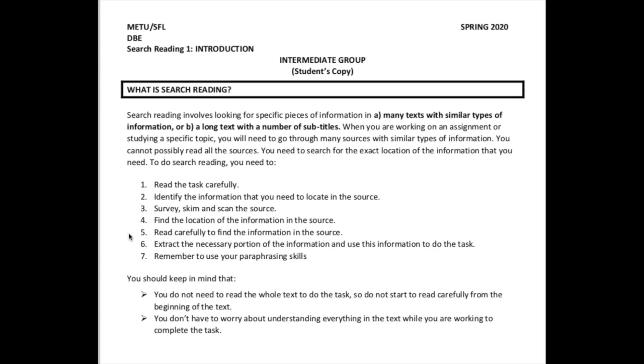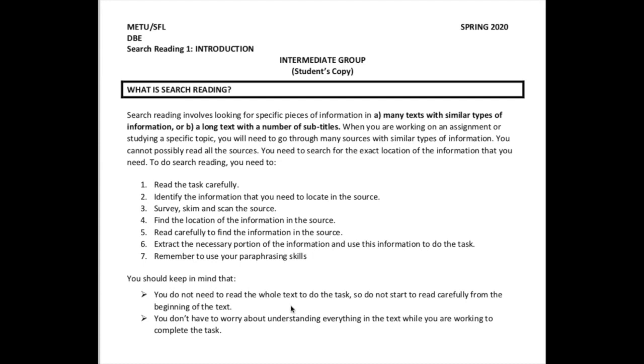Now, when I say carefully, I don't mean too slowly because you don't have a lot of time. The important thing is try to be specific. Try to find what you need in the text, understand what you are reading, and make sure that what you are taking from the text is correct for the task. Now, the 6th point is extract the necessary information from the text. And finally, when you place the information in the sentences, then please remember to use your paraphrasing skills.